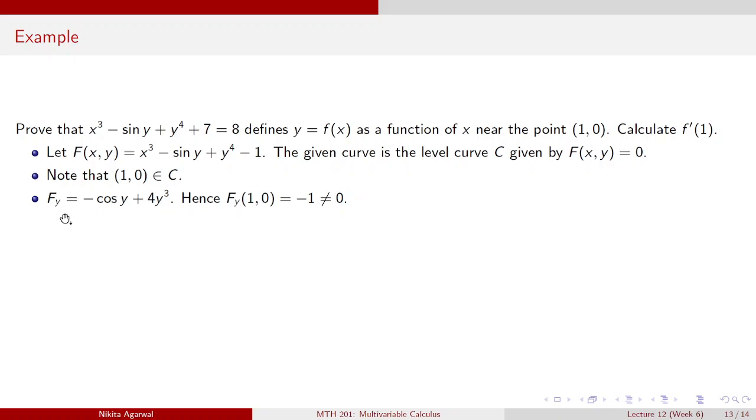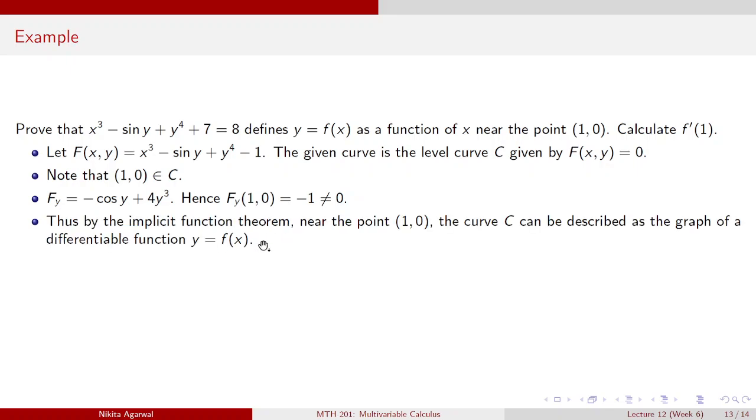Now what is F_y? Because we want to write y as a function of x, so we have to compute the partial with respect to y, which comes out to be minus cos y plus y cube, right? So now we want to apply the implicit function theorem near the point (1, 0). So if I substitute this point (1, 0), then what happens? There is no x term, so you put y equal to 0. If you put y equal to 0, you get minus cos 0, which is minus 1, which is non-zero. So the implicit function theorem makes sense.